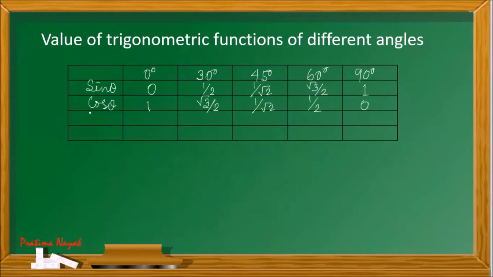And you know how to write tan theta. Tan theta is equal to sine by cos, so that will be 0, then 1 by root 3, then 1, then root 3, then undefined. Similarly, cot theta is the reciprocal of tan theta. You can write all the things. Sin theta is the reciprocal of cosec theta. You can write sec theta. You have learned it, and you can.